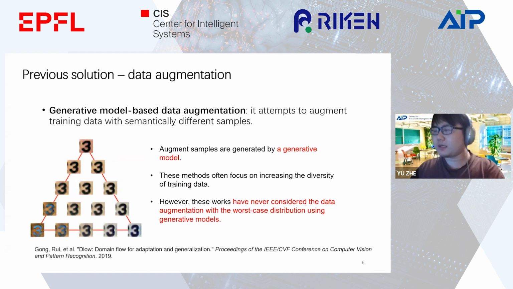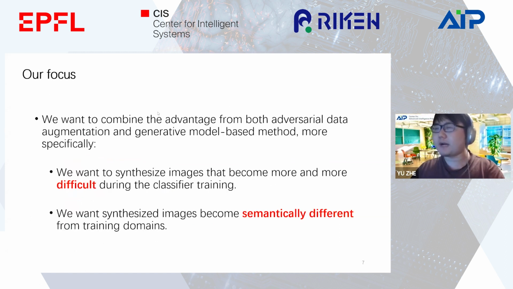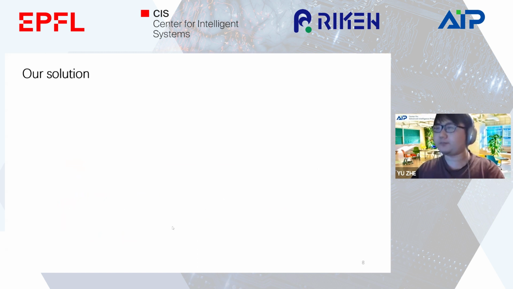So in this work, we want to combine the advantages of both adversarial data augmentation and the generative model-based method. More specifically, we want to synthesize images that become more and more difficult during classifier training, and images that become semantically different from the training domain. Then I will introduce our solution.